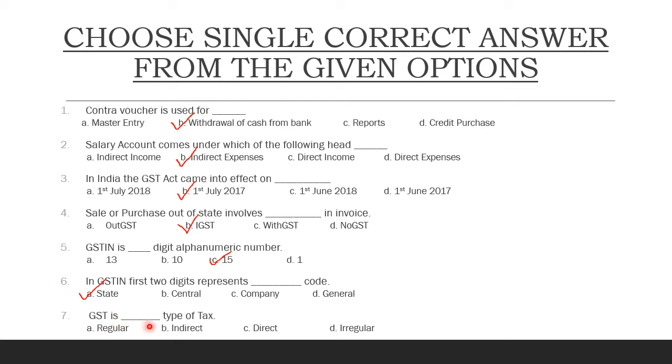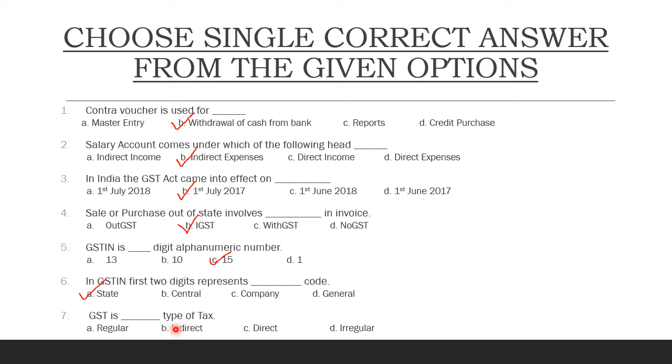GST is dash type of tax. Which type of tax is it? We have seen this. It is an indirect type of tax. Already there were many indirect taxes before GST, and then what happened? All those taxes were removed and only one single tax came into existence, and that was GST.